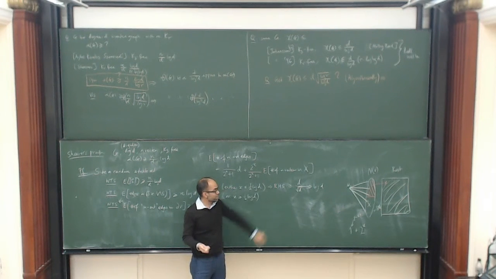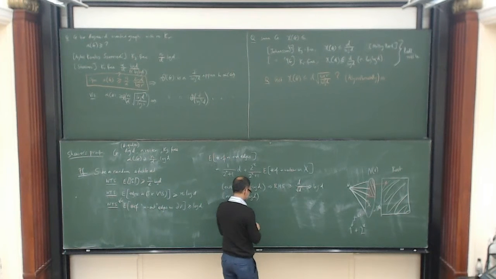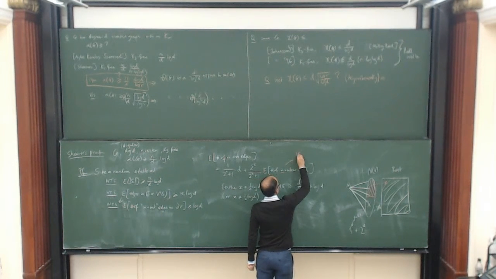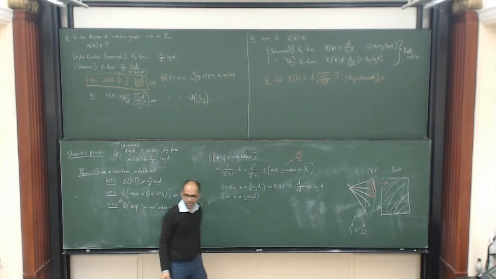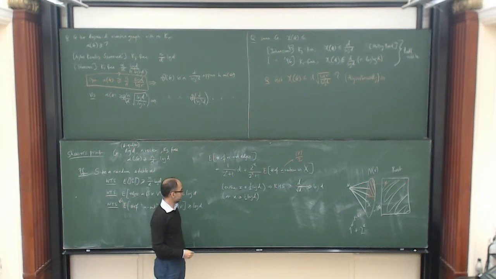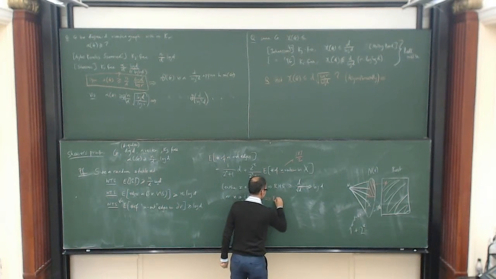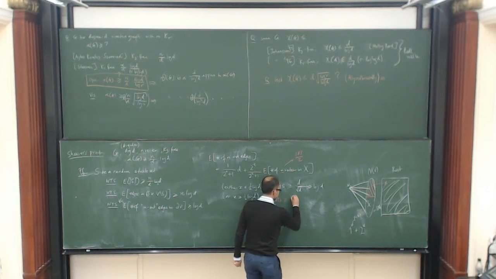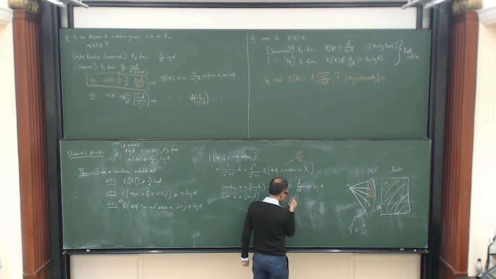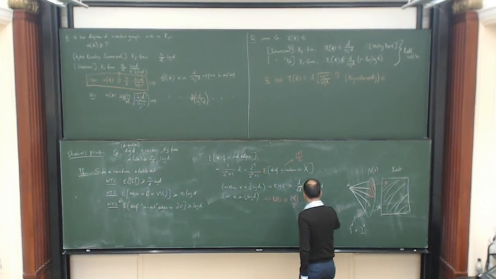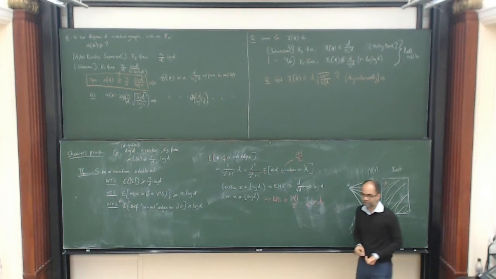Now what is the expected number of vertices in X? The expected number of in vertices in X is at least the size of X over 2. So the right-hand side is at least the size of X over 2, which is little x over 2, but little x was at least this much. So this is 1/4 log d.